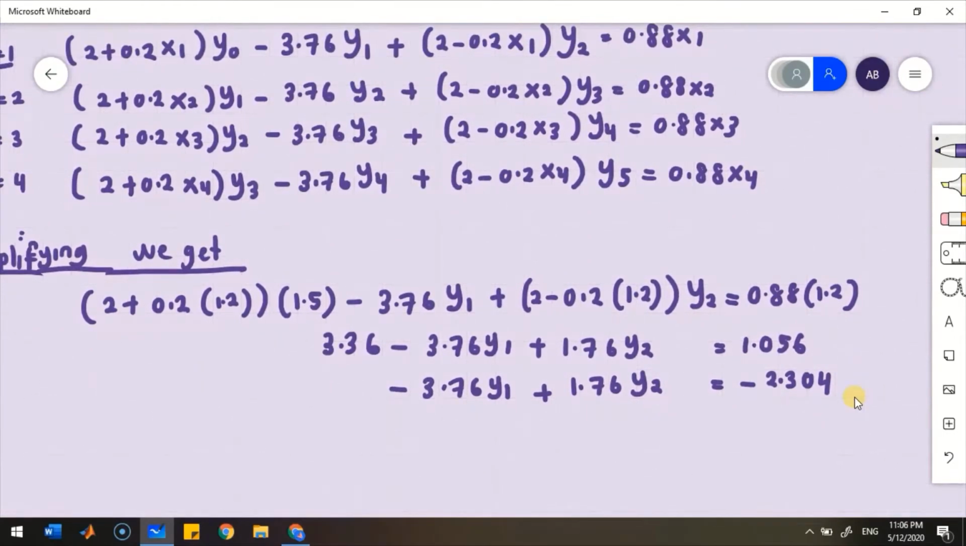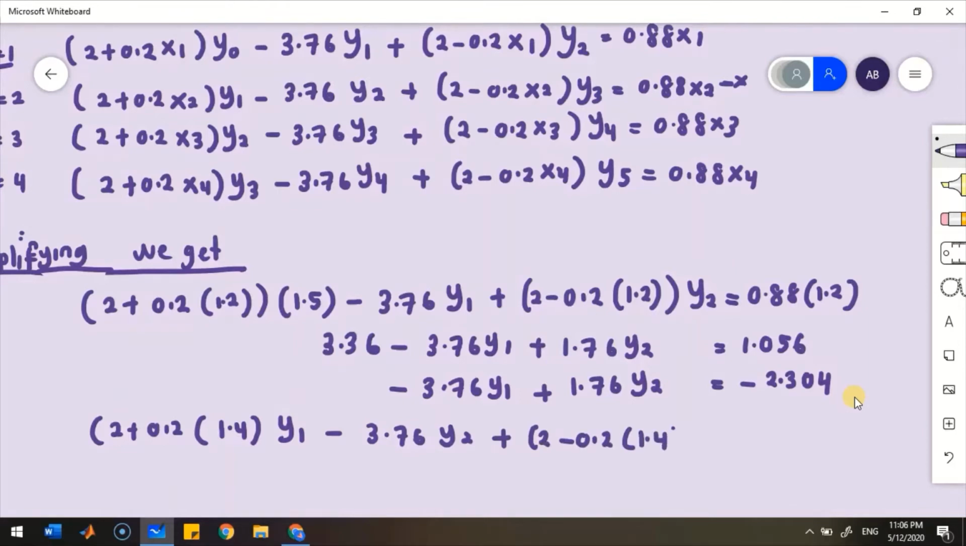That is my i equals to 1 just now. And then simplifying this equation here, we have 2 plus 0.2 times x2, which is 1.4. Now y1 we don't know, minus 3.76 y2 plus 2 minus 0.2 times 1.4 y3 equals to 0.88 multiplied with 1.4. Okay, so how can we simplify this?